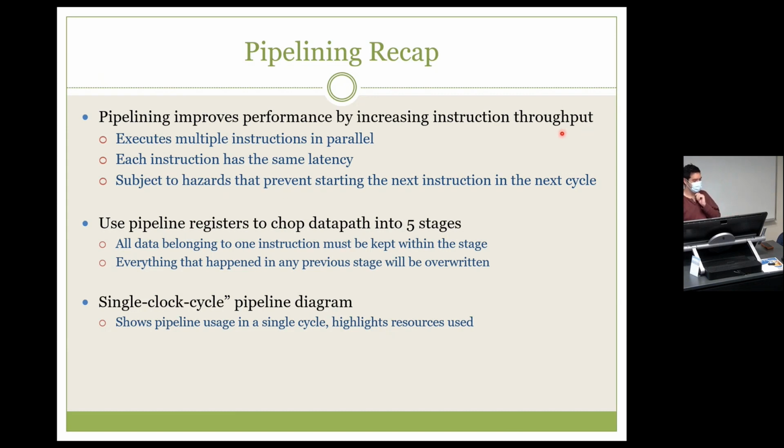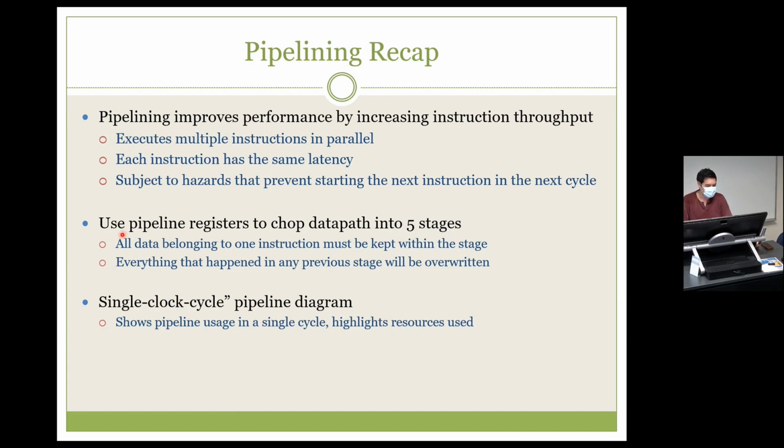So that's kind of just the introduction to pipelining. Pipelining is going to improve performance by increasing our instruction throughput. And we increase our instruction throughput by executing multiple instructions in parallel. And each instruction has the same latency, minus some overheads that we talked about. We'll go over this in more detail, but they are subject to hazards that prevent starting the next instruction in the next cycle. Like if you have a branch, how do you decide what instruction to do after the branch? It's either going to be taken or not taken. We have to handle that.